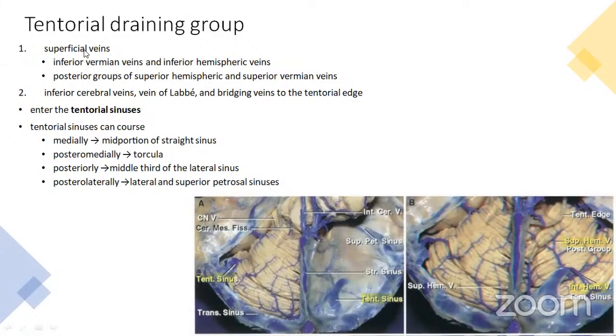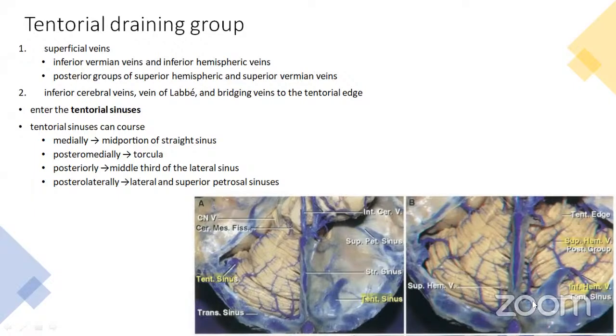The next major draining sinus is the tentorial draining group. It receives its superficial veins from the inferior Vermian veins. The inferior Vermian veins from the suboccipital surface ascend superiorly behind the transverse sinus into the tentorial sinus, which is clear in this section in which the tentorium has been removed from both sides. We can see that a large inferior hemispheric vein and a small superior hemispheric vein are draining into the tentorial sinus.